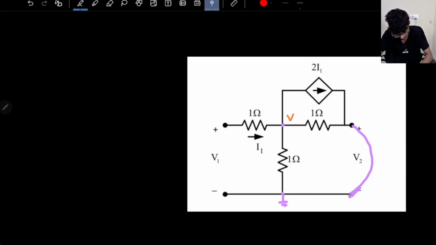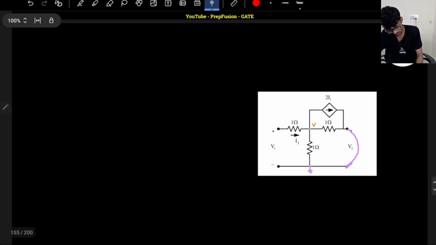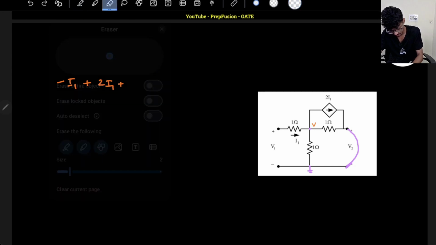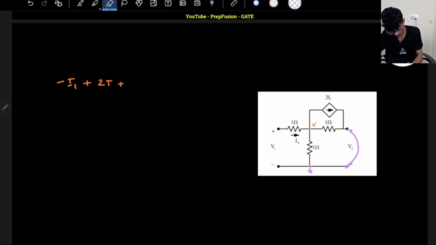So if I can apply a KCL at this node. If I apply KCL at this node, basically I will have minus I1 incoming plus 2I1 outgoing plus V by 1 plus V by 1 equals to 0.